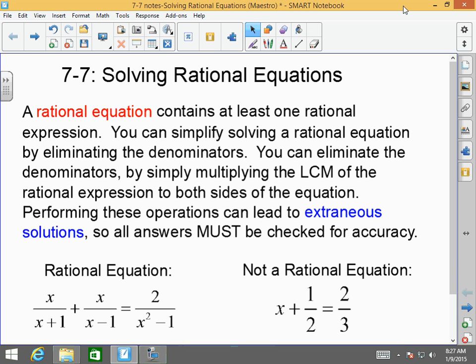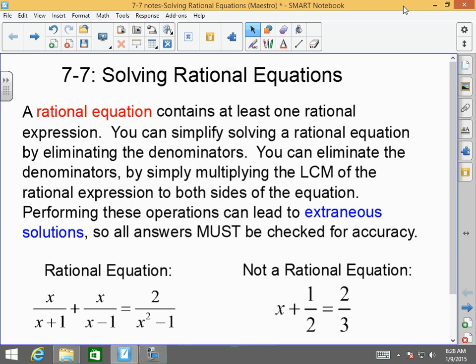Performing these operations can lead to what's called extraneous solutions. So all answers must be checked for accuracy. An extraneous solution, again, is a solution that you will find, but when you plug it back into the equation, it's going to render you a wrong answer or an undefined situation. So you must check your answers.